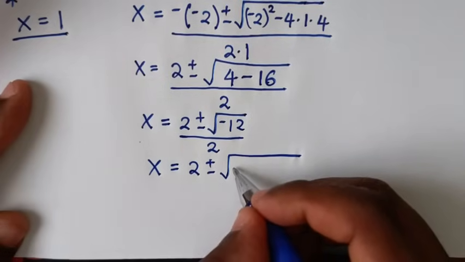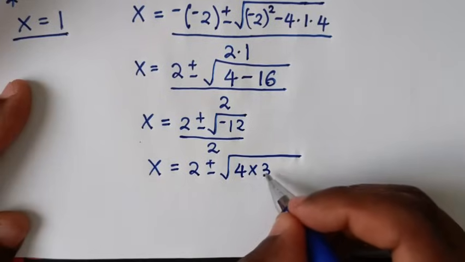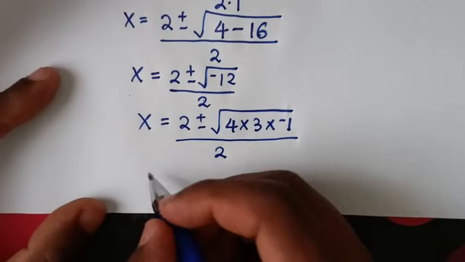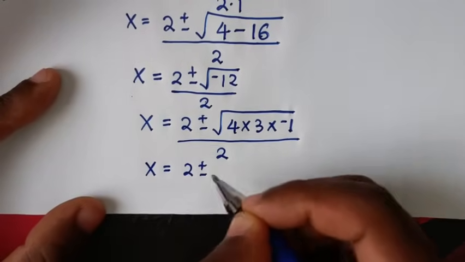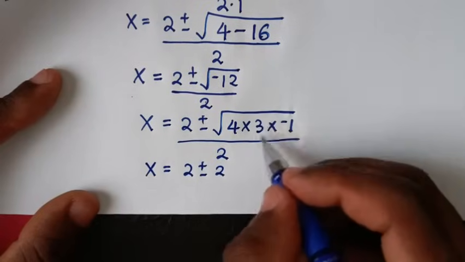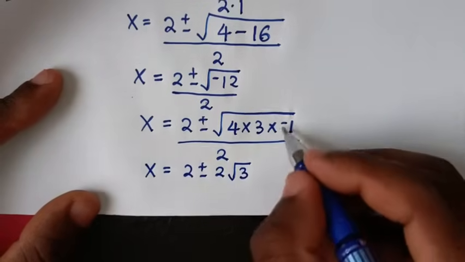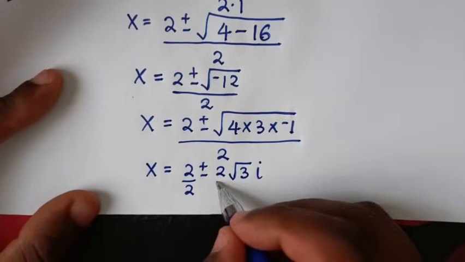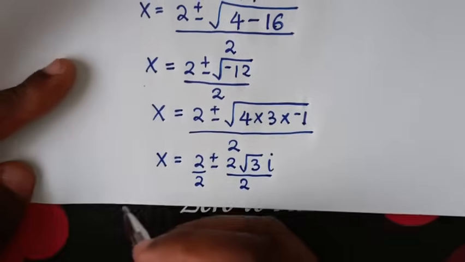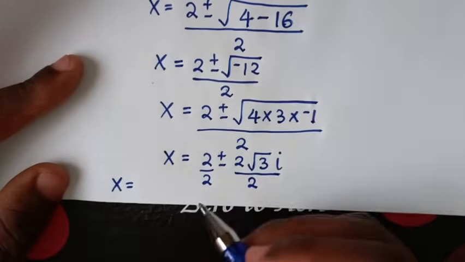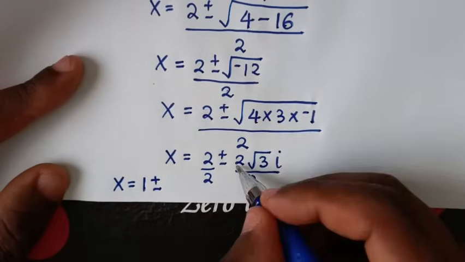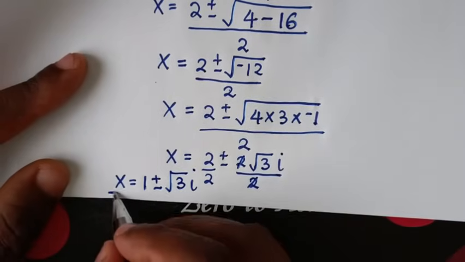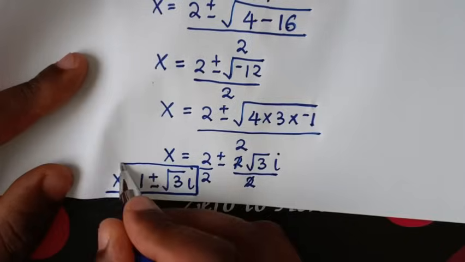Negative 12 is the same as 4 times 3, which is 12, then times negative 1, then over 2. So x is equal to 2 plus or minus the square root of 4, which is 2, times the square root of 3, and the square root of negative 1 is i. Then we divide by 2 in both parts. So x is equal to 2 divided by 2, which is 1, plus or minus, the 2 and this 2 cancel, so it is the square root of 3 times i. So also here we have two solutions which are complex solutions.